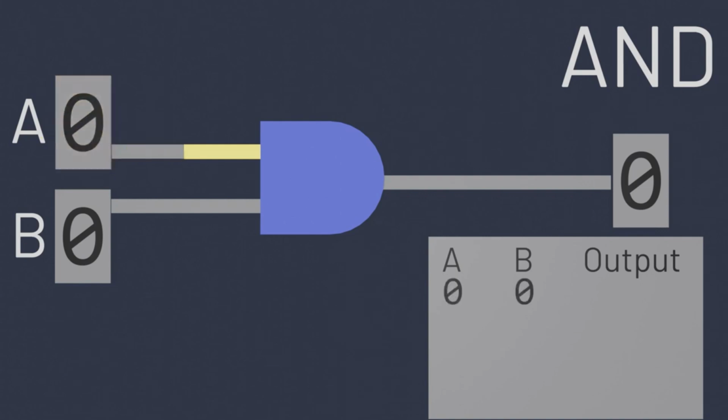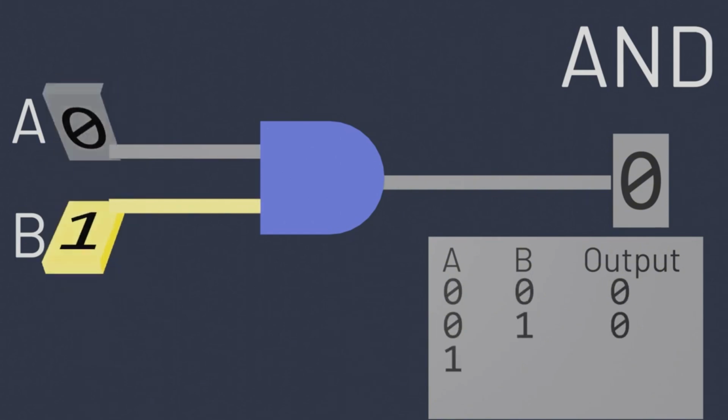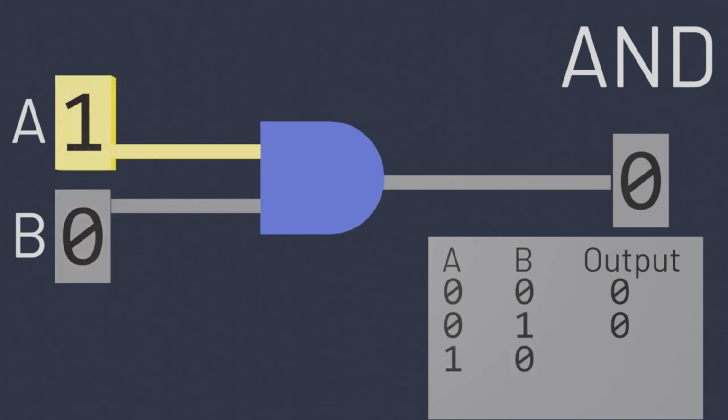If A and B are 0, the output is 0. If A is 0 and B is 1, the output is 0. If A is 1 and B is 0, the output is still 0, and only when both A and B are 1s is the output a 1.